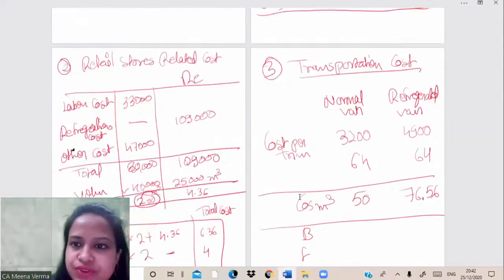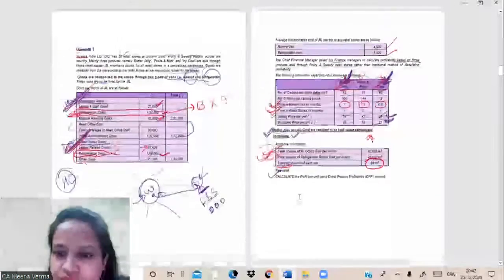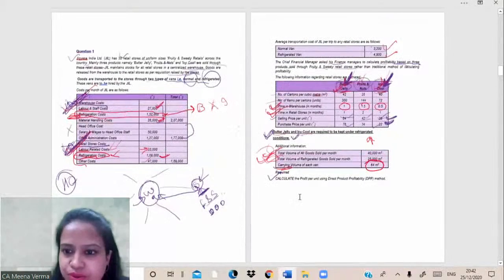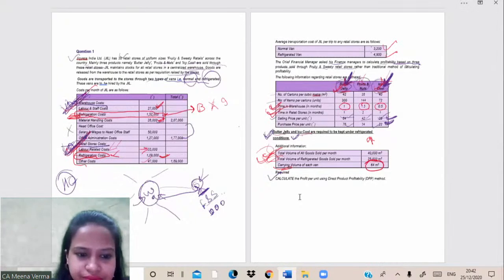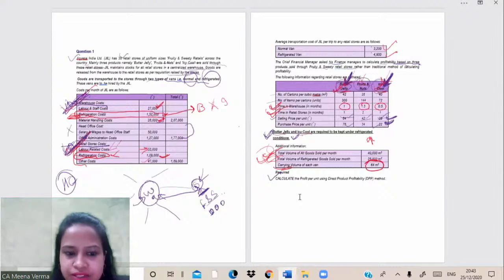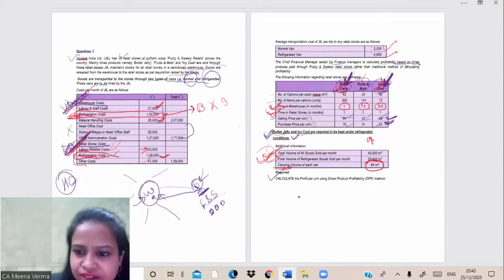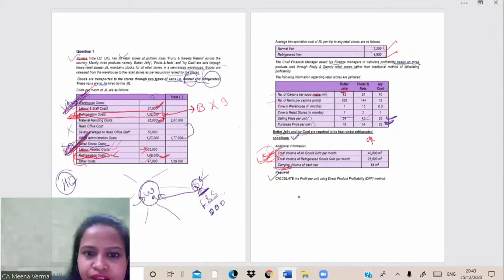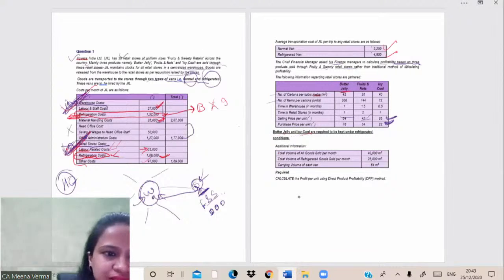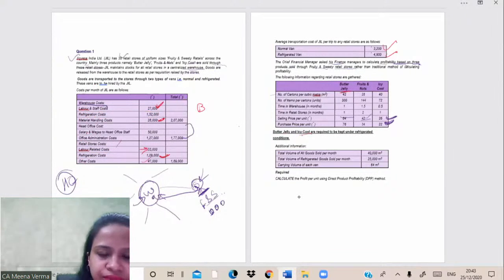Now let us first see the number of cartons you are transporting for these products. I hope you have done the question up to this place. In case you have any doubt, you can ask me.